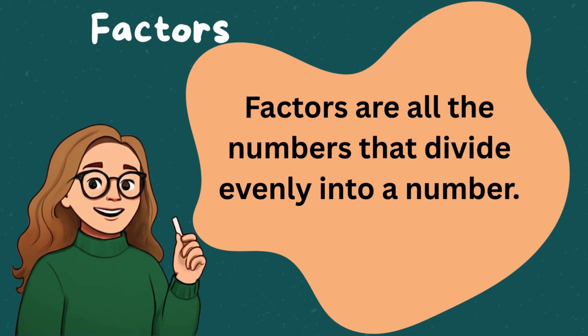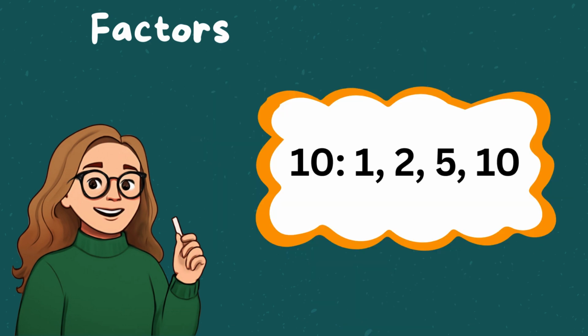Factors are all of the numbers that divide evenly into a number. So if we have the number 10, if we list its factors, we would say 1 times 10 is 10. So therefore 1 and 10 would be considered factors of the number 10. We could also note that 2 times 5 is 10. So 2 and 5 are also factors of the number 10. So if we list our factors for the number 10, it would be 1, 2, 5, and 10.